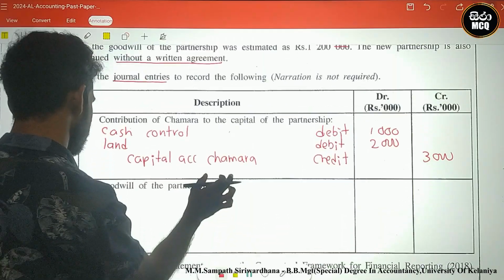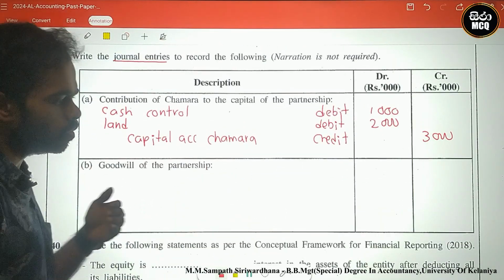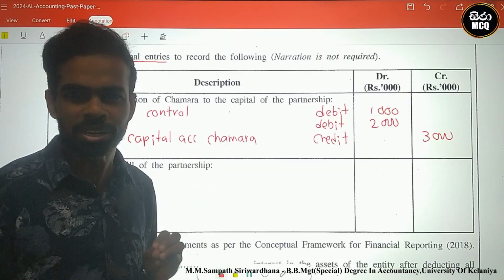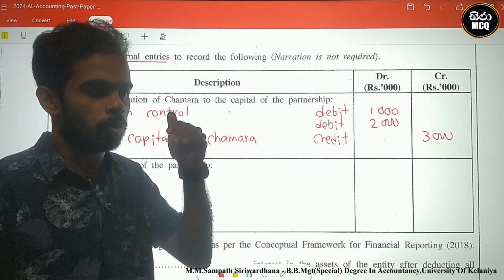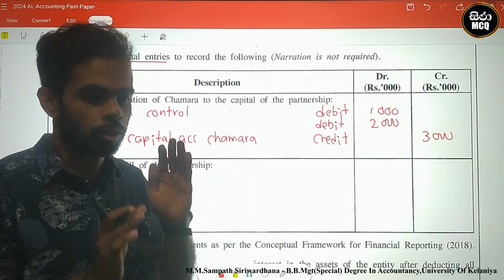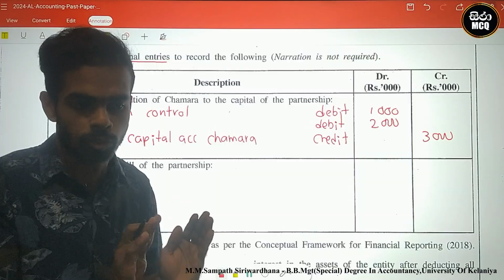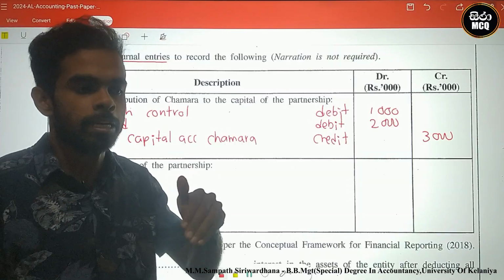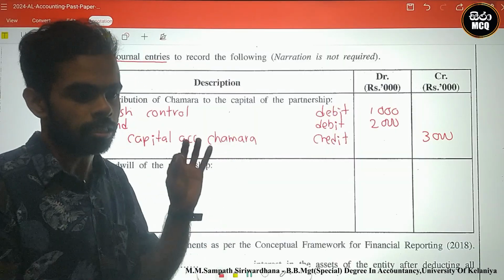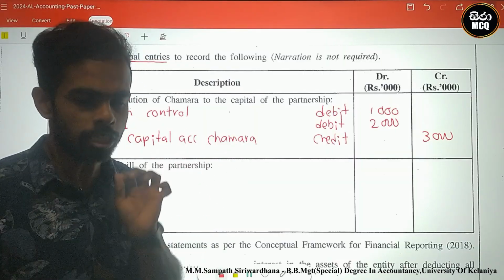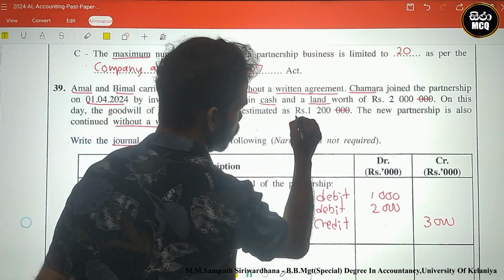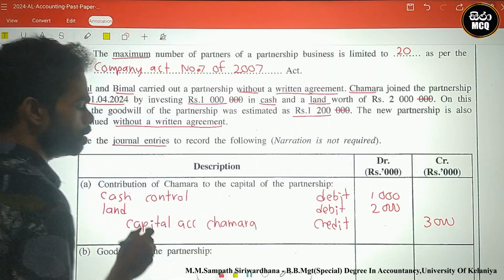Next, the goodwill of the partnership. How can we adjust the goodwill? Through the capital accounts. How can we calculate? We credit the capital accounts in the old ratio, the old profit and loss ratio, and we debit the capital accounts in the new profit and loss ratio. What is the goodwill total amount? The total amount is 1.2 million, 1,200.